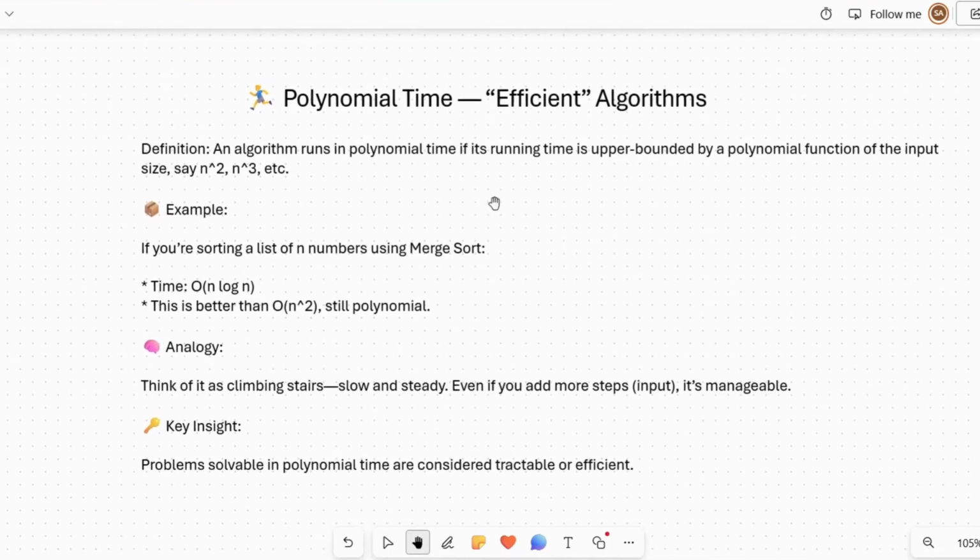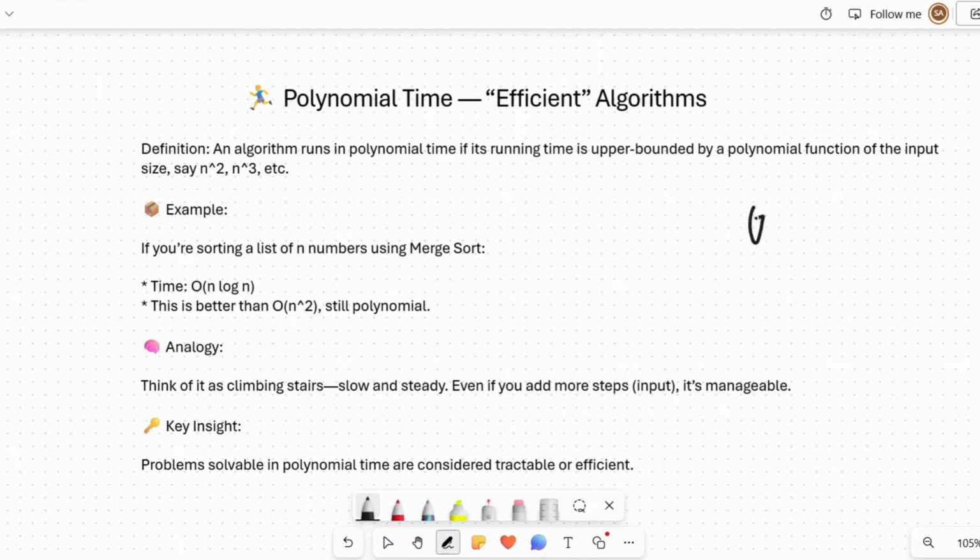Polynomial time. Definition: an algorithm runs in polynomial time if its running time is upper bounded by a polynomial function of the input size, say n squared or n to the power cube.